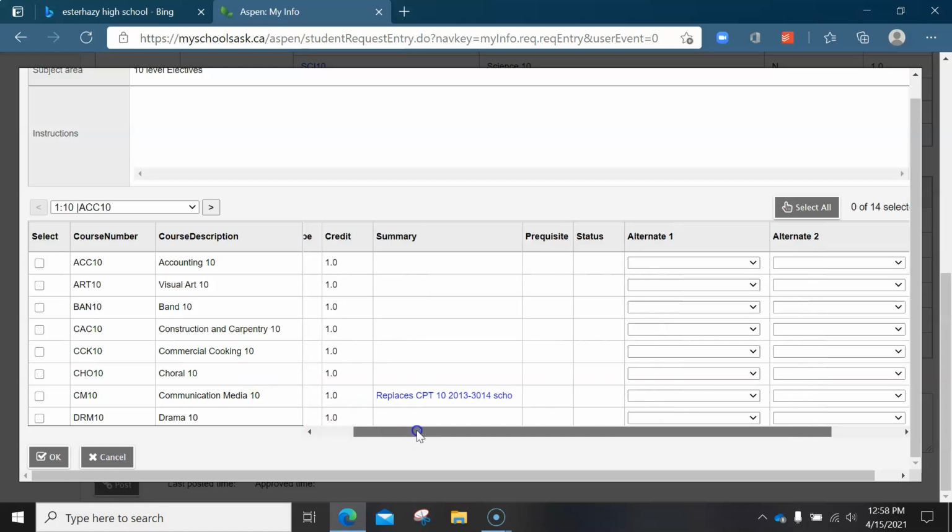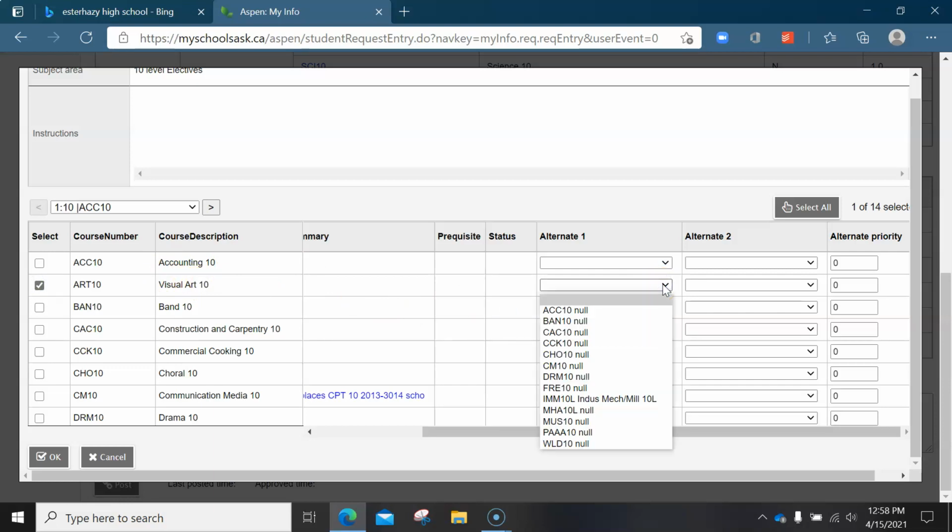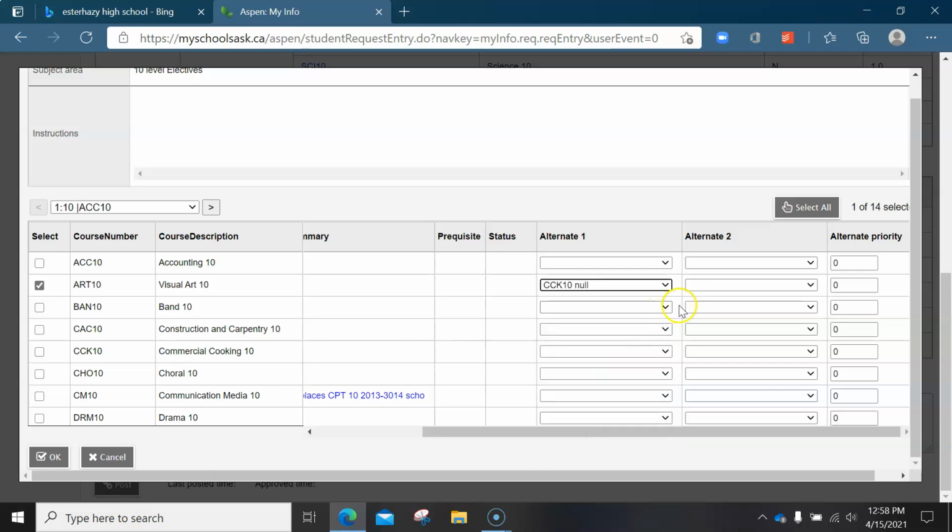Now, this is just something to point out as the alternate 1, alternate 2, and then the priority. So for you guys, we're just going to hit the check mark buttons. So Art 10 is visual art, and this is something that you want to take. Now, let's say you do want to take Art 10, but if you don't get it, this is your alternate choices for that class. So maybe if I don't get into art, I wouldn't mind taking commercial cooking.